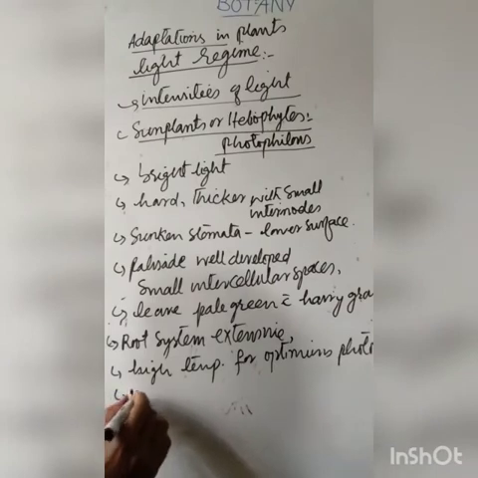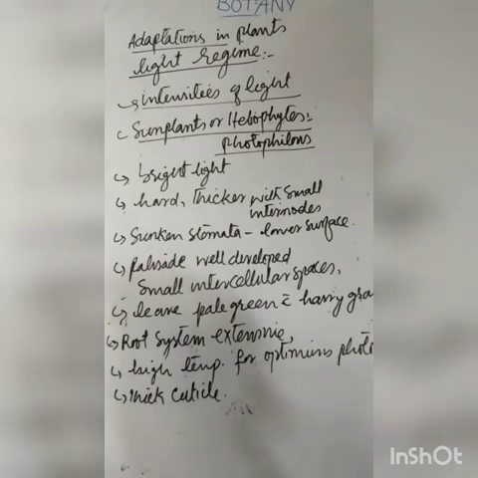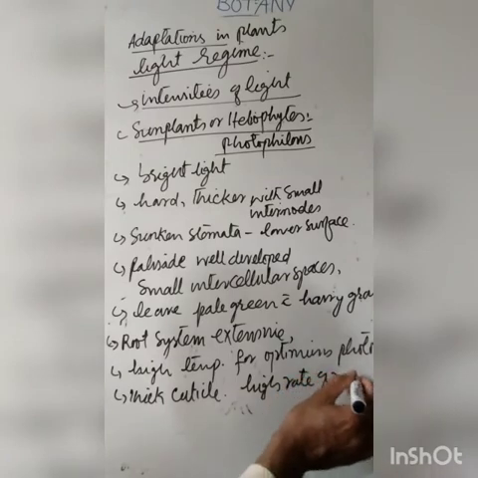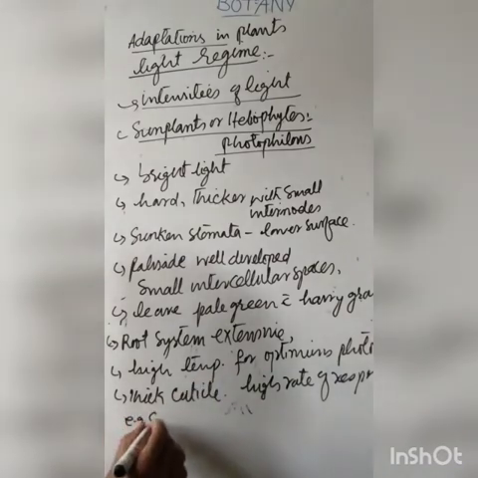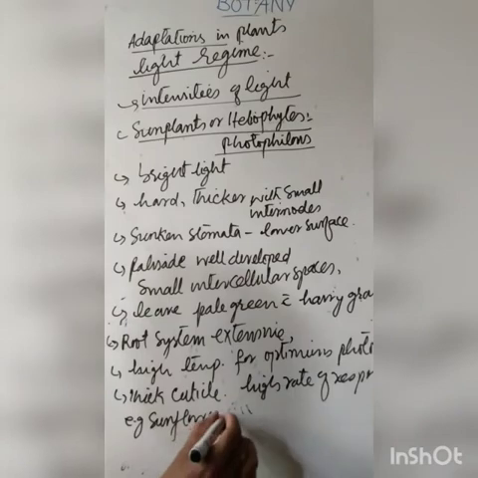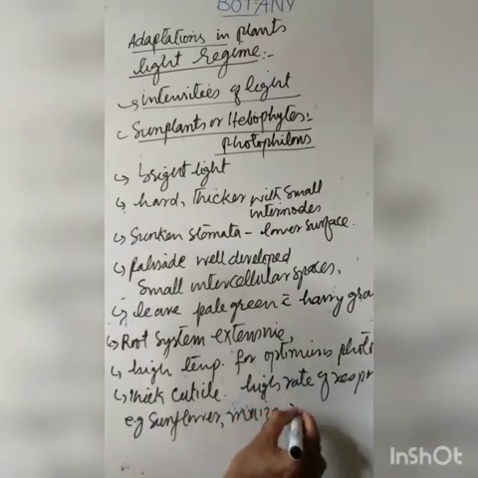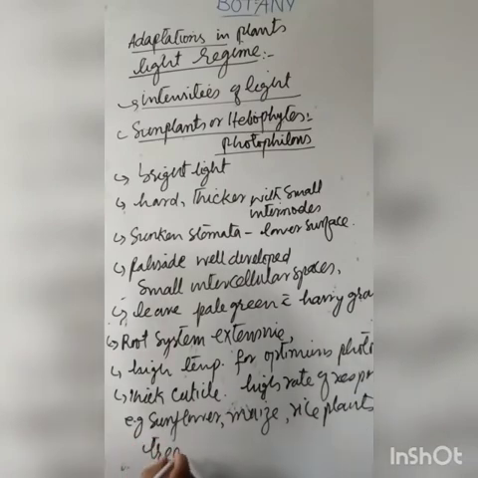They usually have a thick cuticle, and they also have a high rate of respiration. Examples are sunflower, maize, rice plants, and trees. These need sunlight, so they are called sun plants or heliophytes.